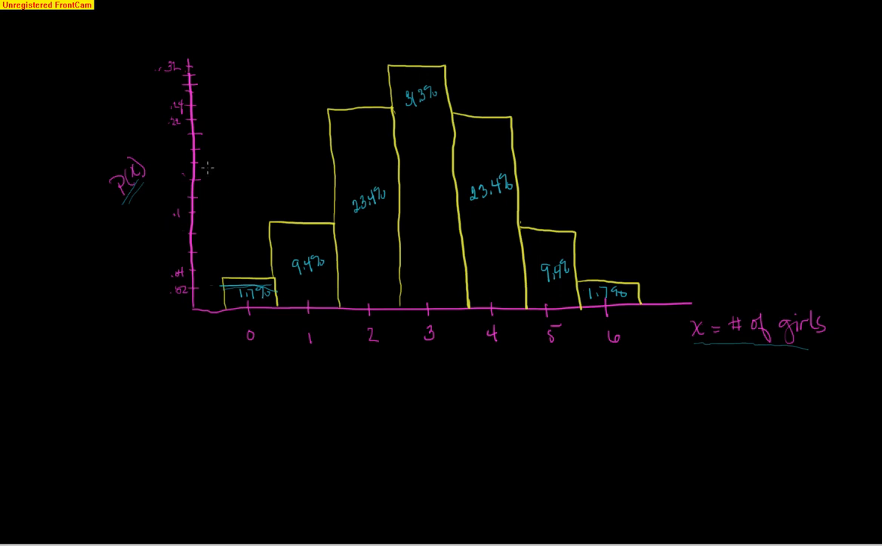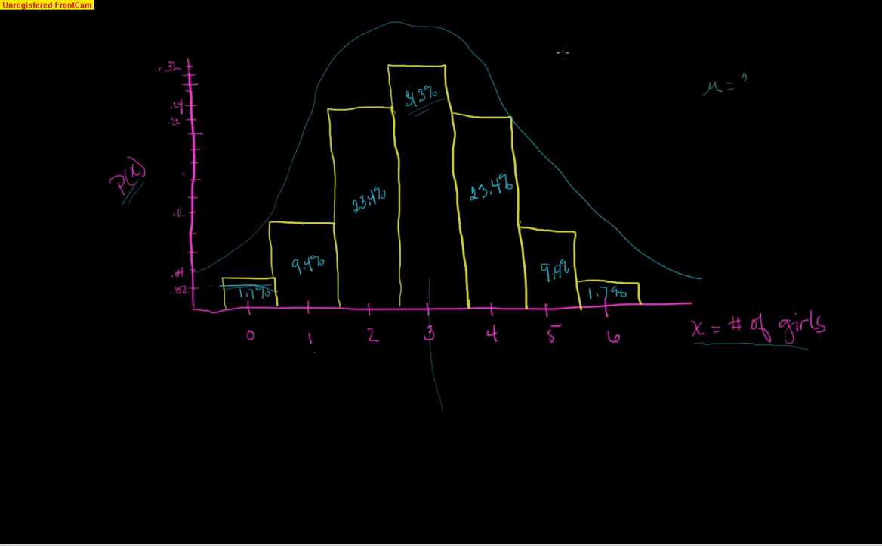So here's 1 girl. The probability of having 1 girl was 9.4%. Here's 0.10, which is 10%, so 9.4% is slightly below that. 2 girls was up at 23.4%. 3 and 3 was 31.3%, which makes sense, half and half. And then coming down. And what you'll notice about this distribution is that it is normally distributed. It is symmetrical.